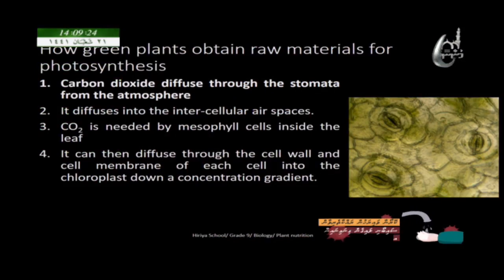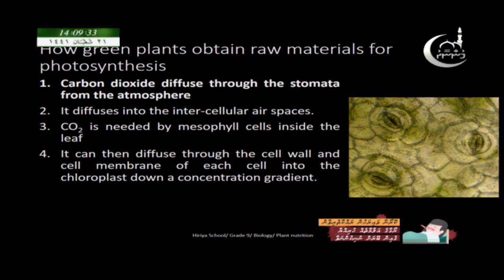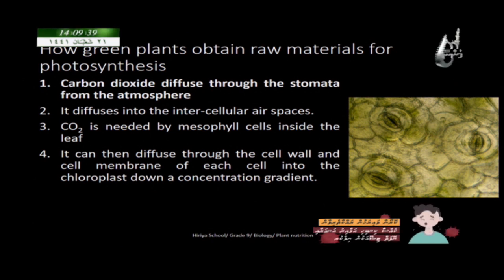Now, let us go through how green plants obtain raw materials for photosynthesis. What raw materials do you think that green plants need? Remember the photosynthesis equation. What are the raw materials? Yes, number 1, carbon dioxide. So, let us go through how carbon dioxide enters into the leaf. We have discussed stomata.